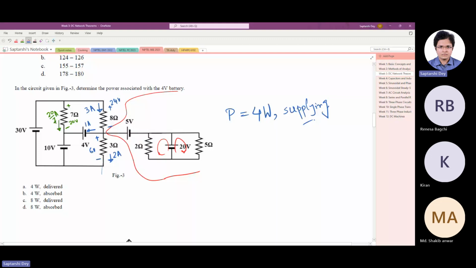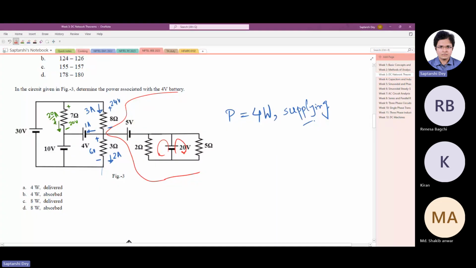See, this question is good enough, KVL and KCL are good enough to solve this. You have to choose the loops judiciously. If I had started this problem by solving this loop, that would be difficult. Not difficult, I had to take some unknown variables and solve them later.